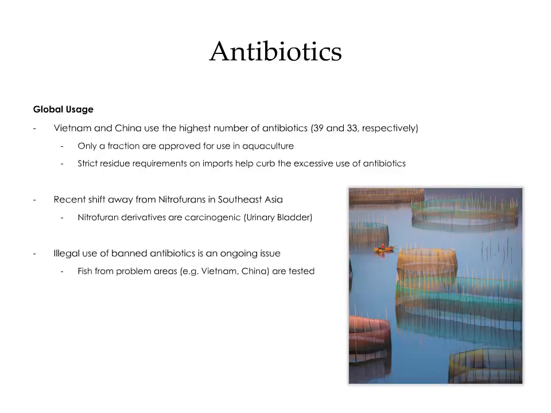In regard to global usage, Vietnam and China use the highest number of antibiotics, with 39 and 33 respectively. Only a fraction of these are approved for use in aquaculture. Strict residue requirements on imports help curb the excessive use of antibiotics. There's been a recent shift away from nitrofurans in Southeast Asia, given their carcinogenic properties. More specifically, they cause tumors in the urinary system. The illegal use of banned antibiotics is an ongoing issue. However, fish from problem areas like Vietnam and China are frequently tested.